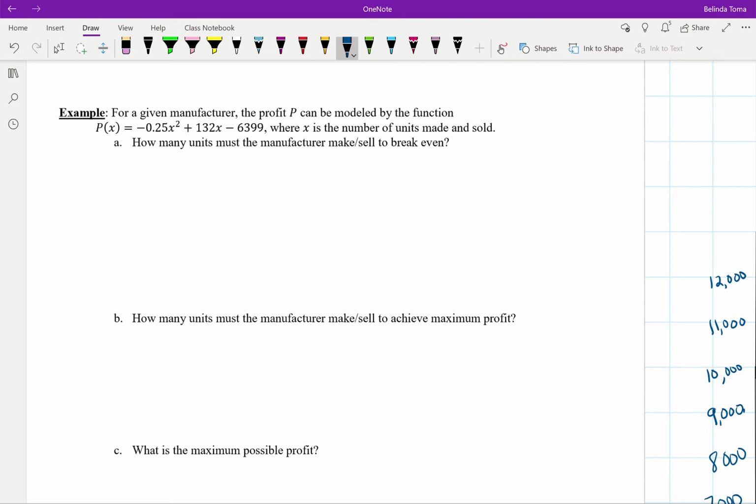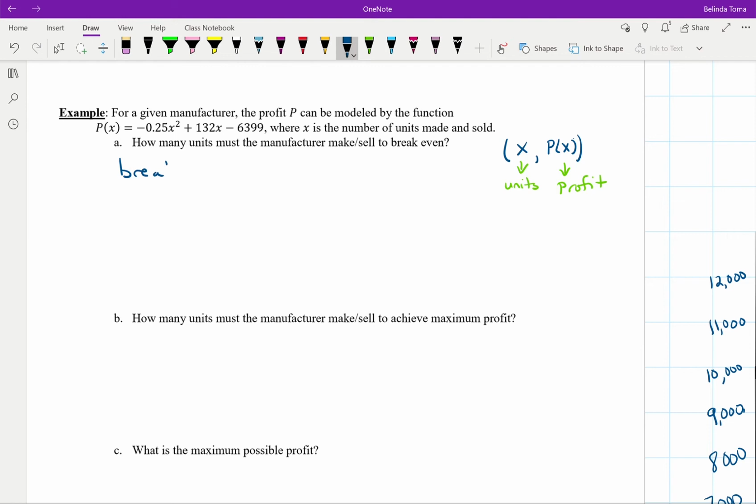So we're putting in units and we're getting out profit. Again, important to think about what our x and our y is. So in this case, using the function notation here, I want to remember that this is units, and what I'm getting out is the profit. So it says, how many units must the manufacturer make or sell to break even? Well, breaking even means we're not making any profit. We're just covering our cost. So that means that the profit would equal 0.